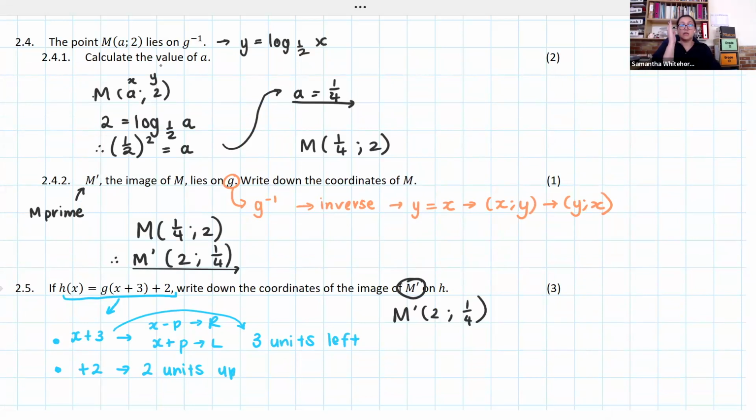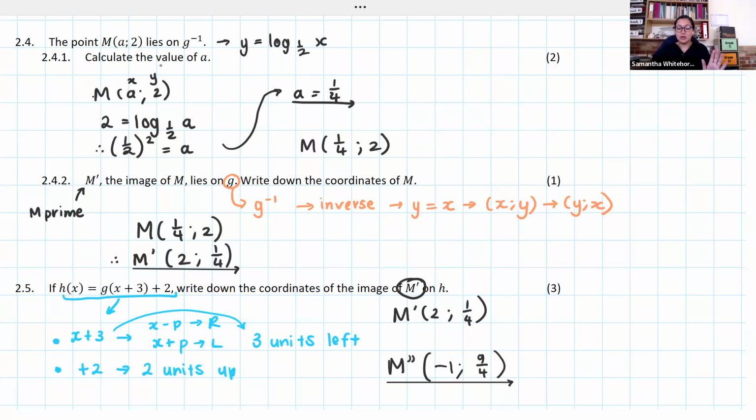So I'm currently sitting at x is 2. I need to go 3 units left. That's going to take me to -1. Now, guys, because this is the image of an image, we now use m double prime, or prime prime. I was at 2. I'm moving 3 units left. I'm now at -1. I was at 1/4. I now need to move 2 units up. I'm now at 2 1/4, which is 9/4. If you want to write 2 1/4, that's obviously absolutely fine. I prefer improper fractions, but it doesn't matter either way.